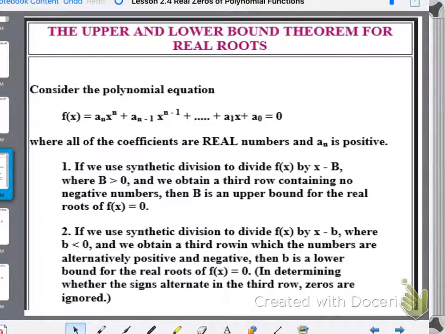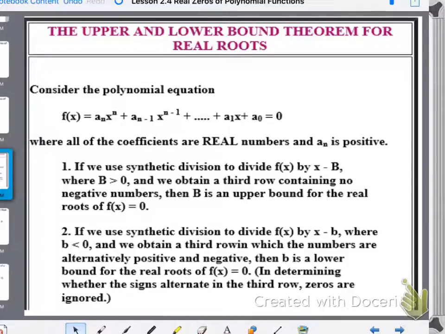Upper and lower bound basically means this. We can find an interval that we can say all the real number roots are between these two x values, okay? Here's how we do it.